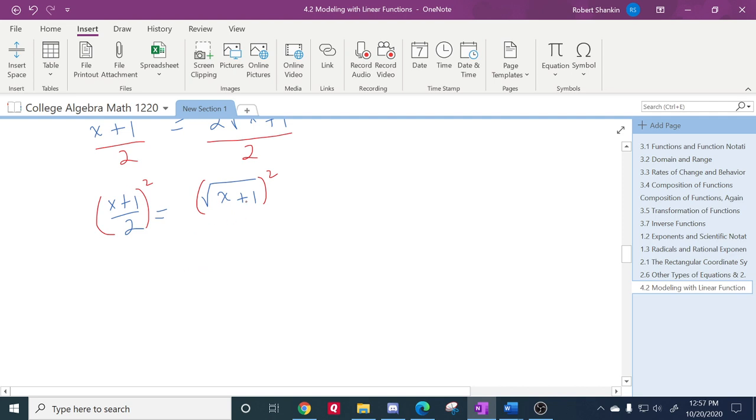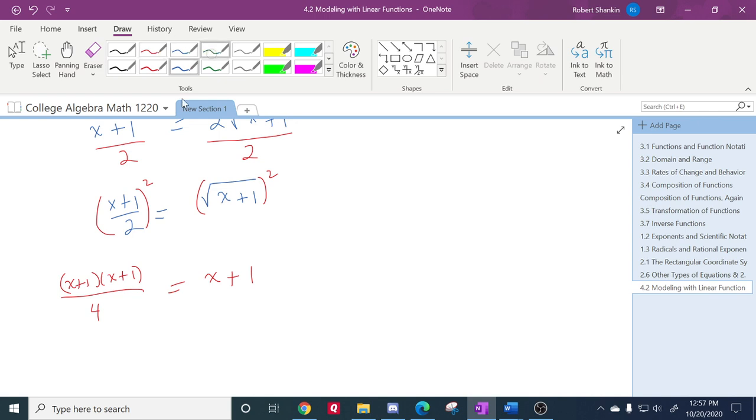The right side is going to be simple. The square root and the square kill each other off. The left side becomes x plus 1 times x plus 1, because that's what you get when you square it, times itself, over 4. 2 times itself is 4. Here the square root and the square cancel each other off. Okay. Next, I'm going to multiply both sides by 4. Now, the 4 is really 4 over 1. That gets rid of the fraction over here.